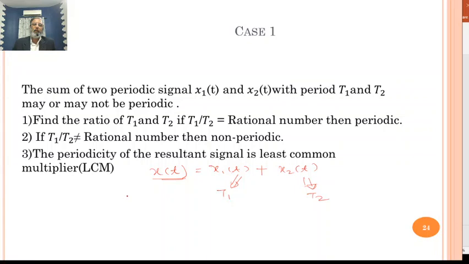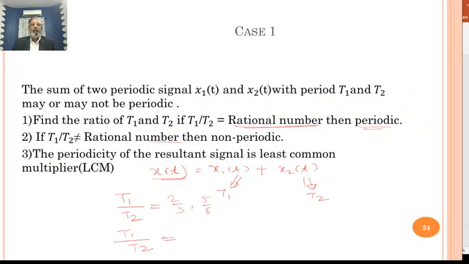For that we will find the ratio of the fundamental period T1 of x1 of t and the fundamental period T2 of x2 of t. If this ratio is a rational number, like 2 by 3 or 5 by 8, a ratio of integers, then this given signal is a periodic signal. And if T1 by T2 is not a rational number, it is irrational, then this given signal x of t is a non-periodic signal.